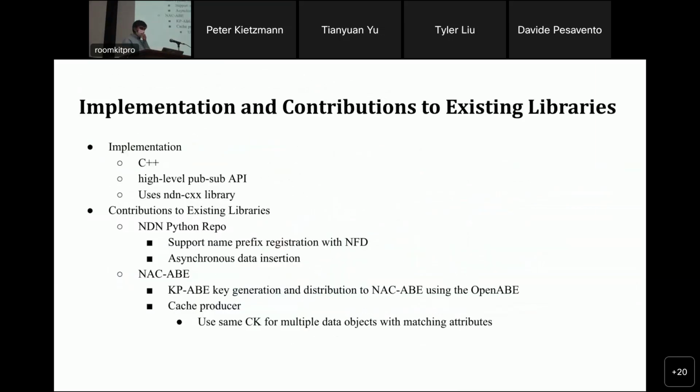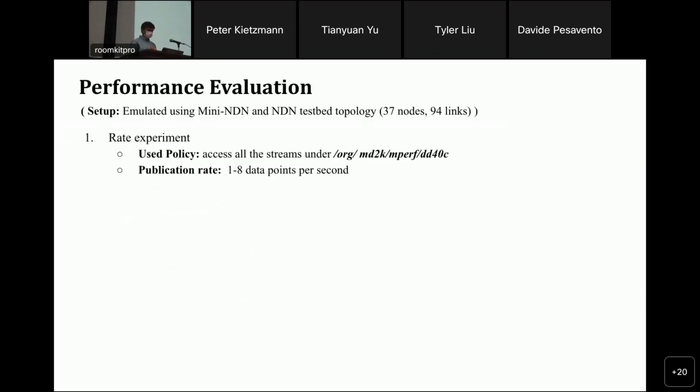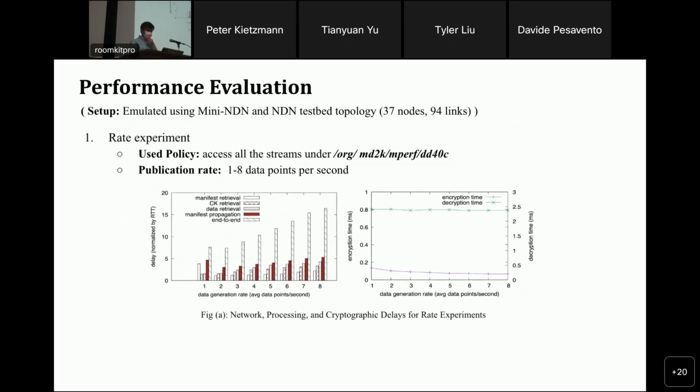So we have implemented this in C++. It has a high-level pub/sub API. We use the NDN libraries and made some contributions to the existing repos because we wanted some of the features. For example, KPAV was not there in NAC, so we had to implement that. And during our diagnostics, we found a bunch of problems, and we also contributed fixes to those libraries as well. For the performance evaluation, we use Mini-NDN.